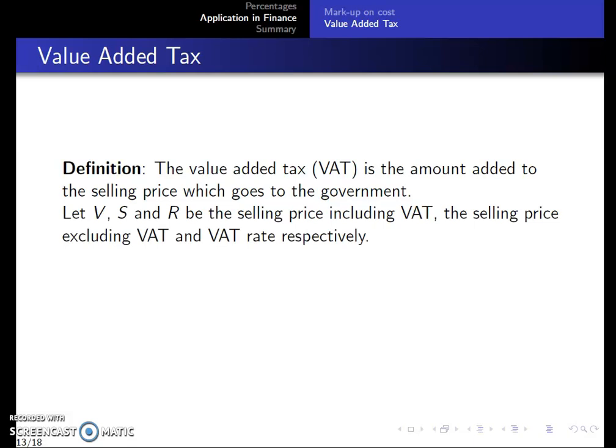Now, let V be the selling price that includes the VAT, that is after VAT has been added. S will be the selling price before VAT is added, and R will be the percentage of the VAT. And then we've got the formula. Now you notice that the formula is the same as the one above. The only difference is how we calculate them.